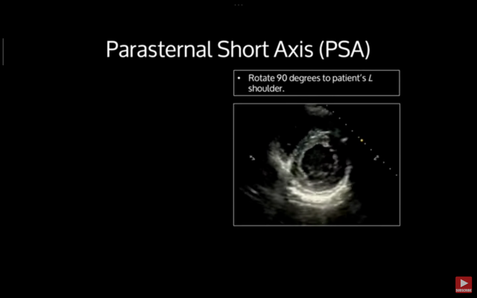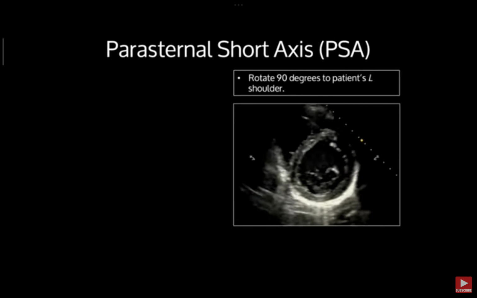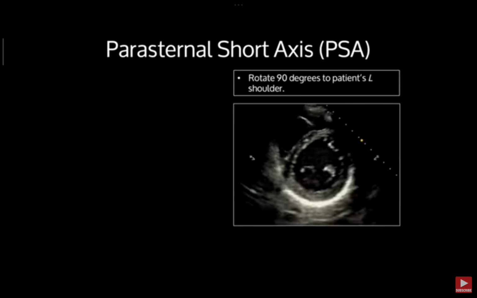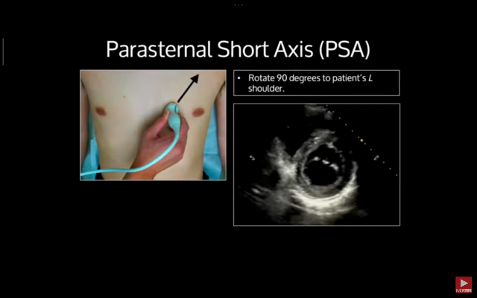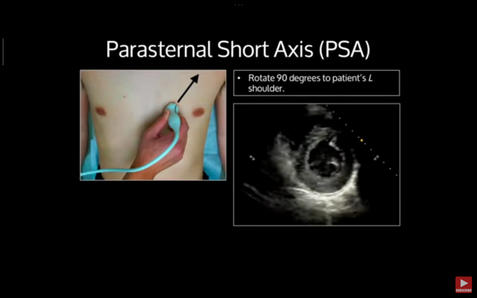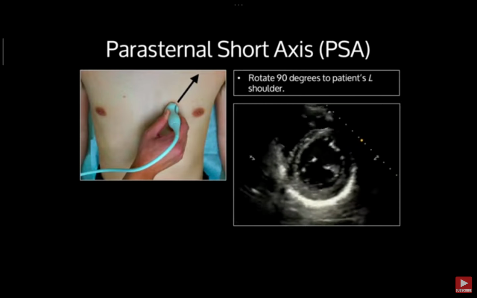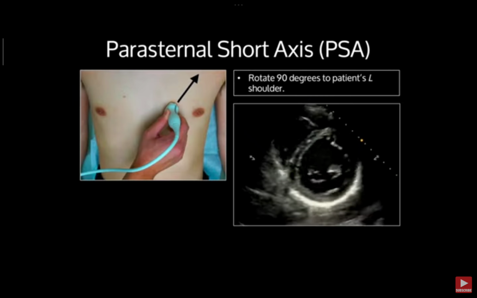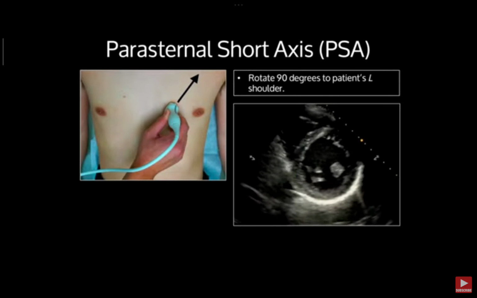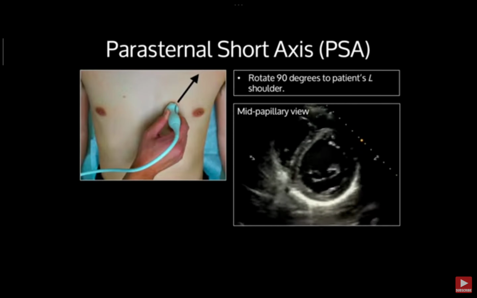Now we're going to talk about the parasternal short axis. From the parasternal long axis view, rotate the probe 90 degrees clockwise towards the patient's left shoulder. Then fan towards the apex and up towards the base. Fanning up towards the base of the heart to the patient's head will get you more of the mitral valve, even the aortic valve in view. In this image, we are more inferior or towards the apex in the mid-papillary view.